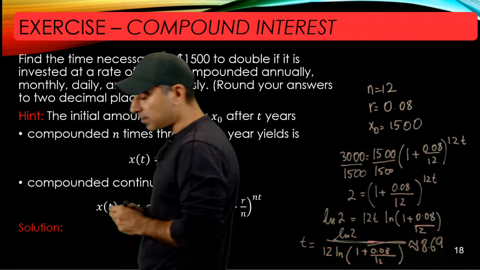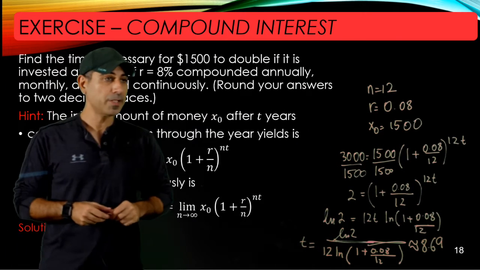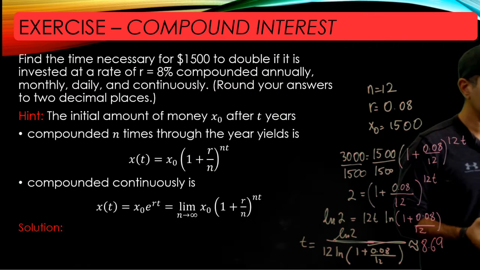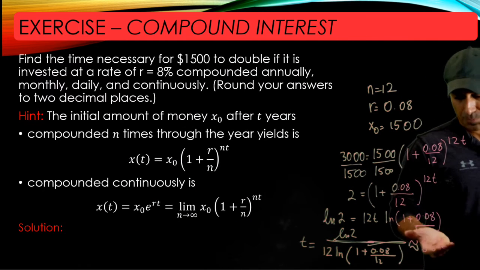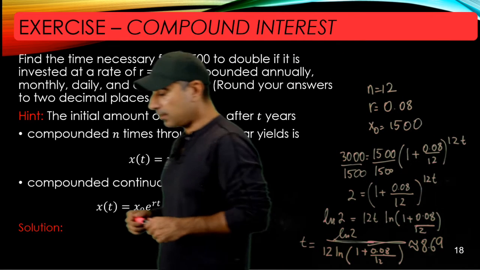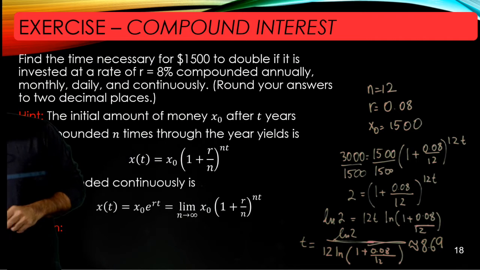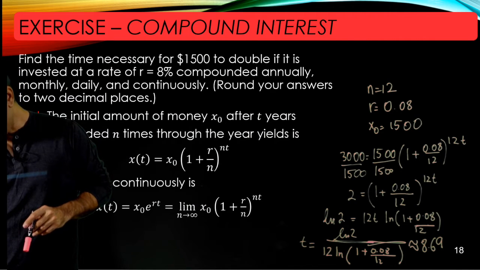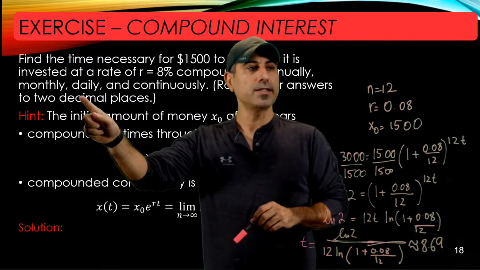8.69 years, which is a slightly better number because you reach $3,000 in 8.69 years, which is earlier than the one compounded annually. That was in fact around 9 years. Okay, let's look at the third case, which is daily.